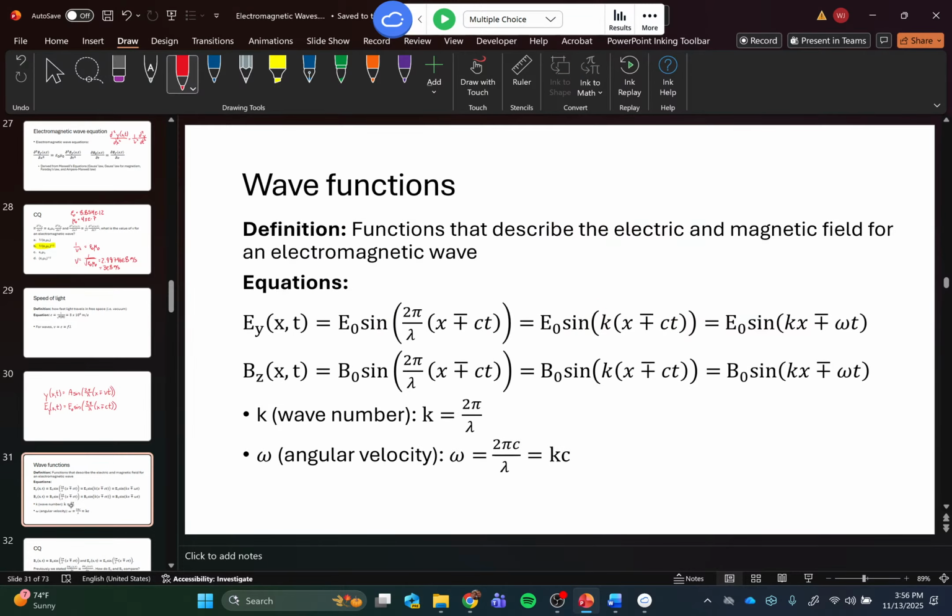Okay? So it's the same thing. It's the same equation we've been working on. We just replaced A with E. We replaced B with C. That's it. That's all I did. And you can replace 2 pi over lambda with k. That's the wave number. We showed that before. Omega, again, we had that before.